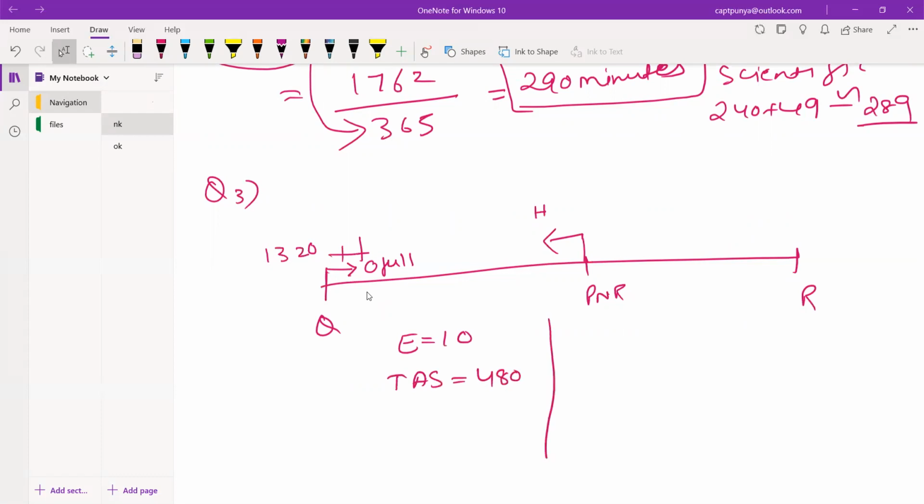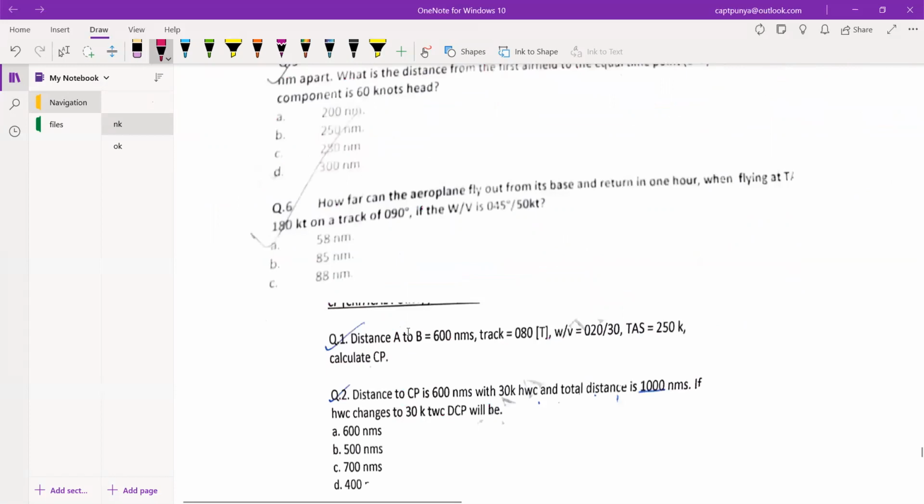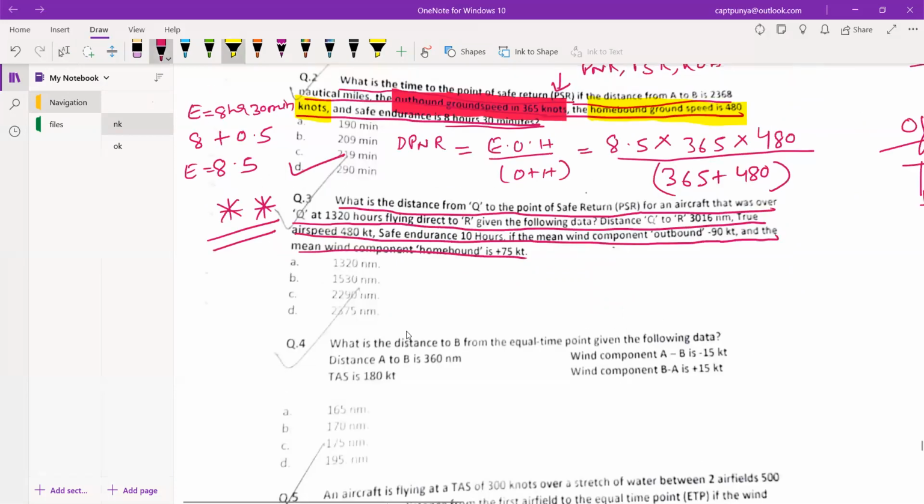Now the true airspeed is 480 knots. Now guys, we have to calculate the outbound speed and homebound speed. Now let us see what exactly is given in the question. Just have a look here. Guys, see, this is the trick DGCA uses in this question. So have a look. If you see here, the mean wind component outbound is minus 90 knots. Minus 90 knots means, guys, that on the outbound leg we have to subtract 90. So the value given, you have to subtract it as it is from the true airspeed. So the true airspeed was 480. From it you subtract 90, and my outbound speed will come. So 480 minus 90 is 390. So this is my 390.